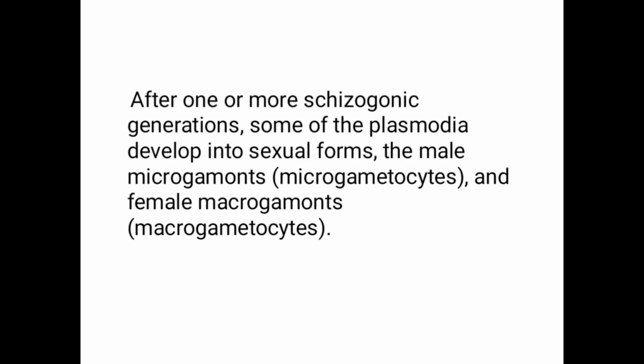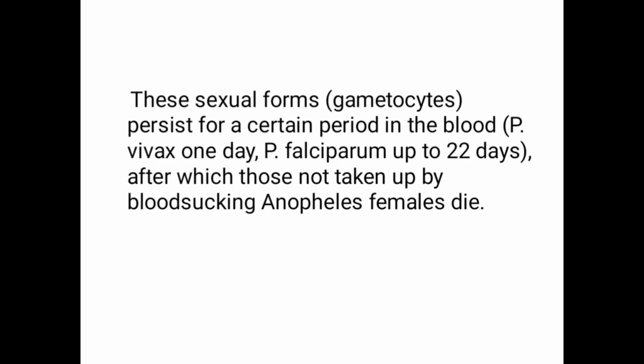After one or more schizogenic generations, some of the plasmodia develop into sexual forms. The male microgametes, called microgametocytes, and the female macrogametes, called macrogametocytes. These sexual forms, gametocytes, persist for a certain period in the blood: in Plasmodium vivax 1 day, in Plasmodium falciparum up to 22 days, after which those not taken up by blood-sucking female Anopheles will die.